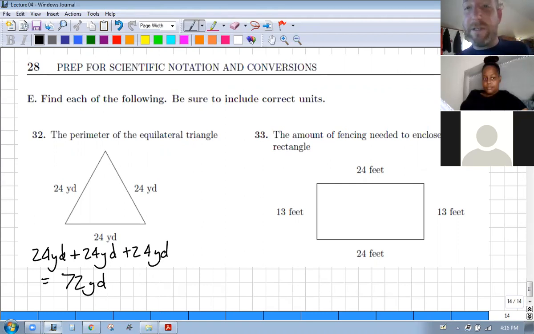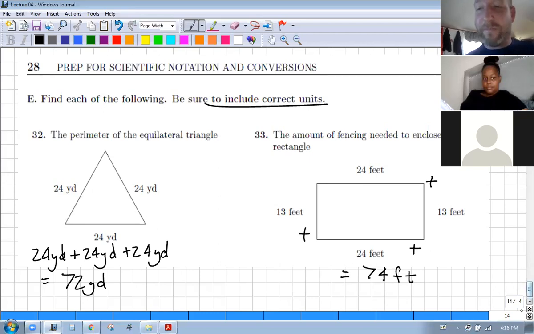Number 33, we need to find the fencing to enclose the rectangle. So we got 24 feet plus 13 feet plus 24 feet plus 13 feet. So that's 24, 13, and 13, 74 feet. All right, always write your units.